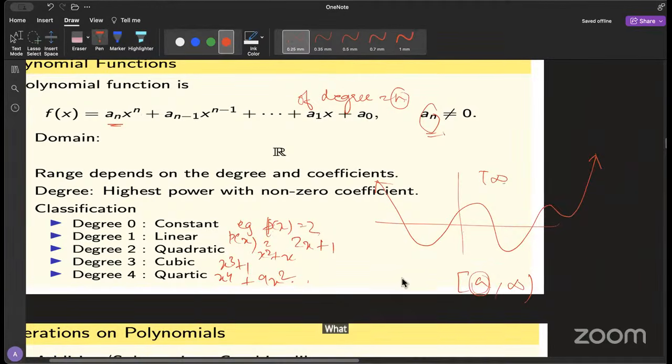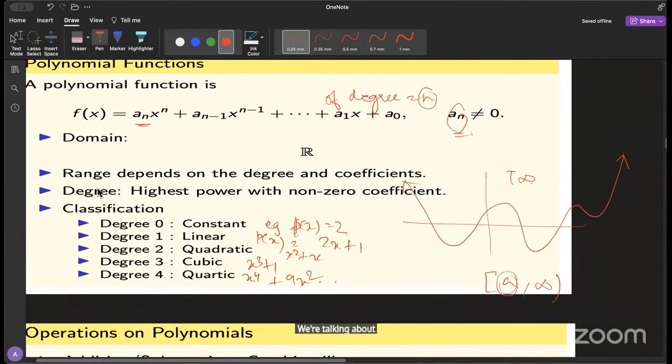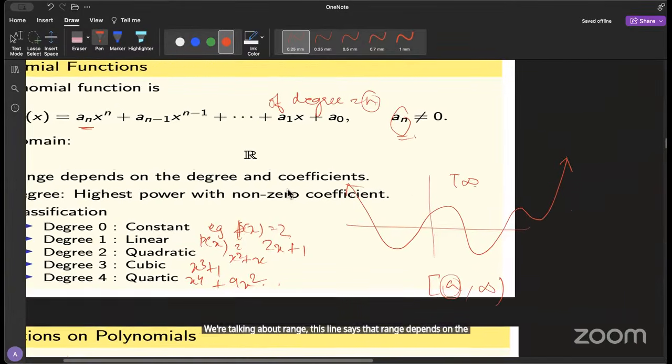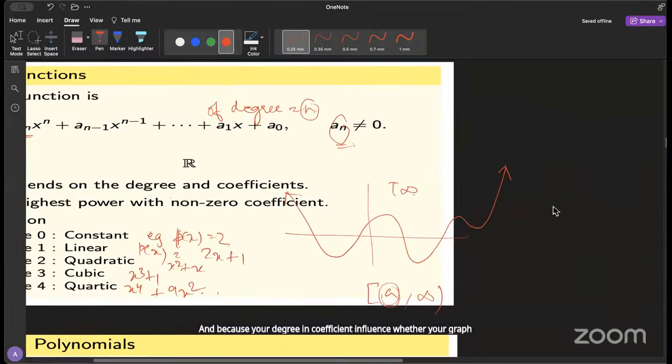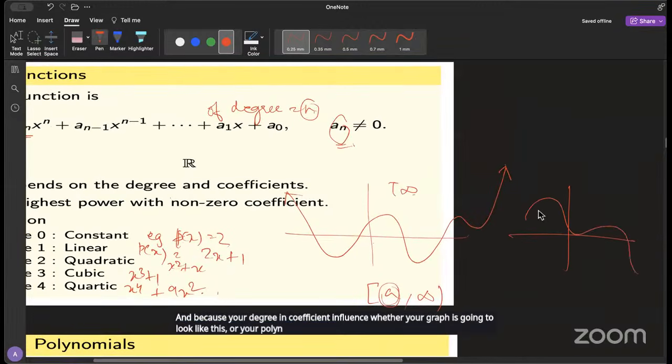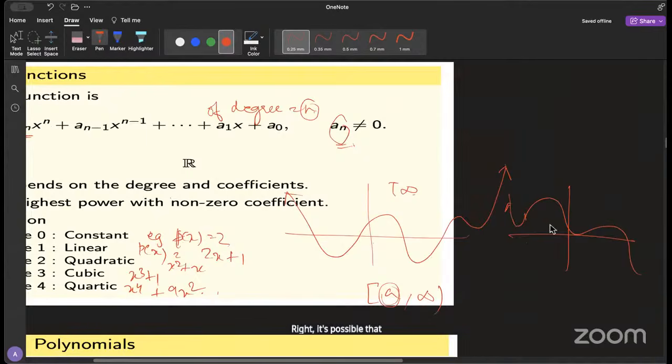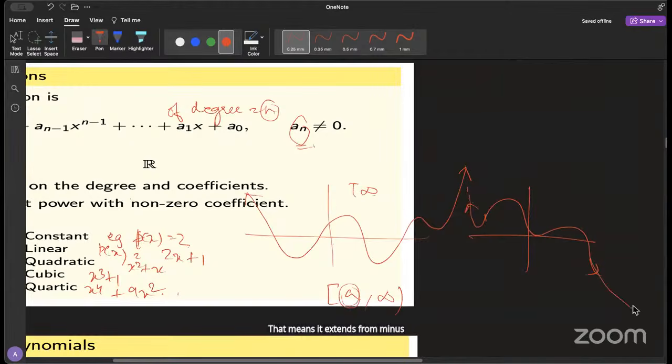What is a? We're talking about range. This line says that range depends on the degree and coefficient, right? Because your degree and coefficient influence whether your graph is going to look like this or like this. It's possible that your polynomial looks like this, which means it extends from minus infinity to plus infinity, right?